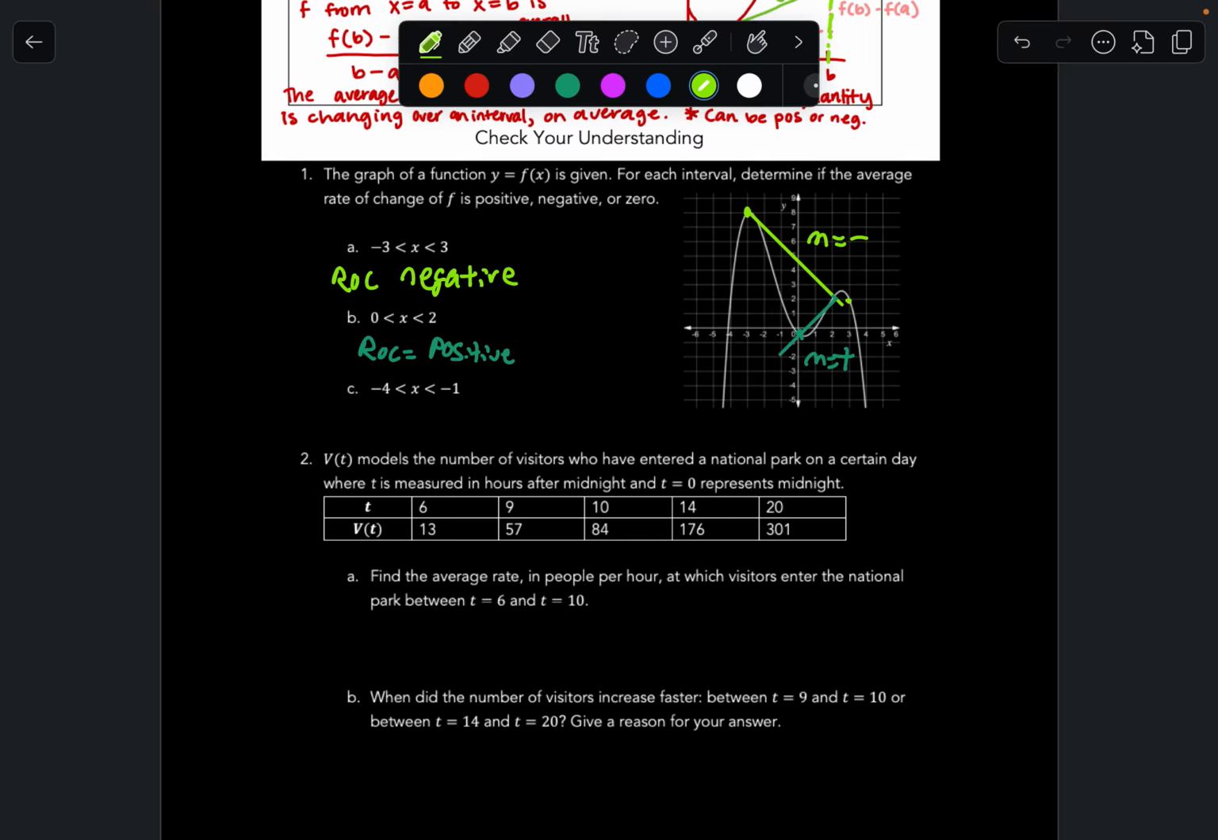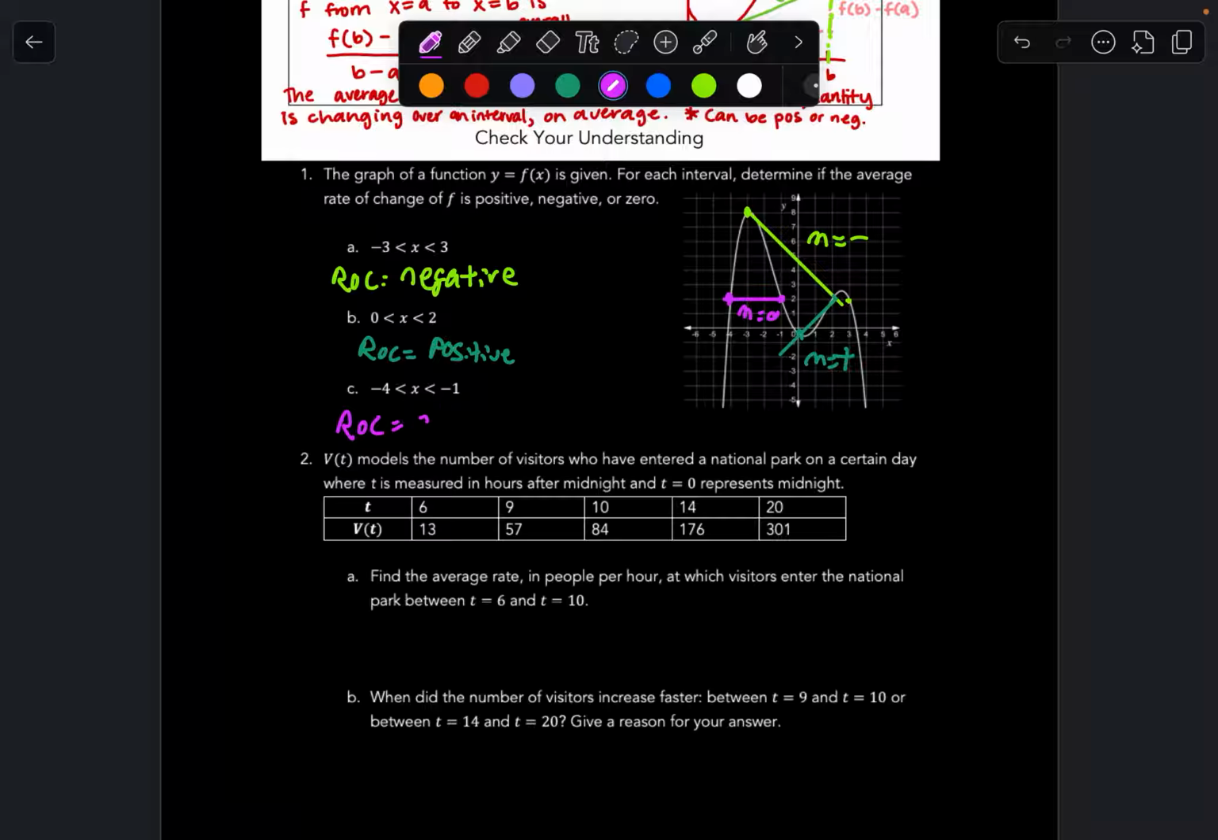Okay, now they're saying from -4 to -1, which is right there. If you draw the line segment connecting these two, you see that the slope here is equal to 0. So the ROC from -4 to -1 is 0.